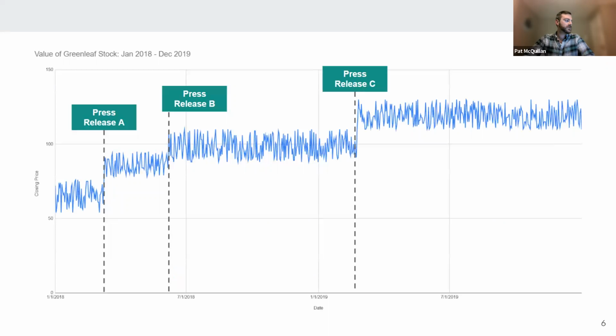So the first thing I want to show you guys is the value of Greenleaf's stock. And this is over the course of a couple of years. As you can see here, their stock varied here and there, but it didn't go crazy before each press release came out. You can see here, at the beginning of 2018, maybe it went from $55 to $70 and maybe fluctuated around there, started going down. And then all of a sudden the press release comes out and boom, it spiked to about $80 and it stayed there.